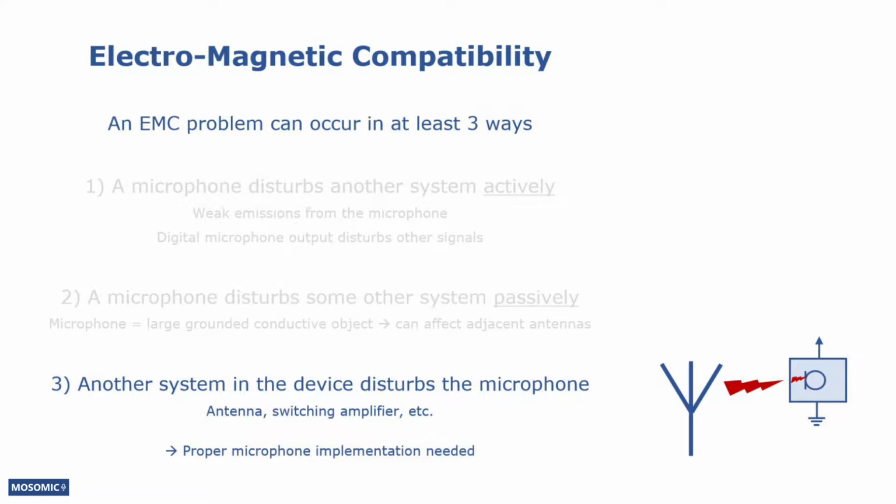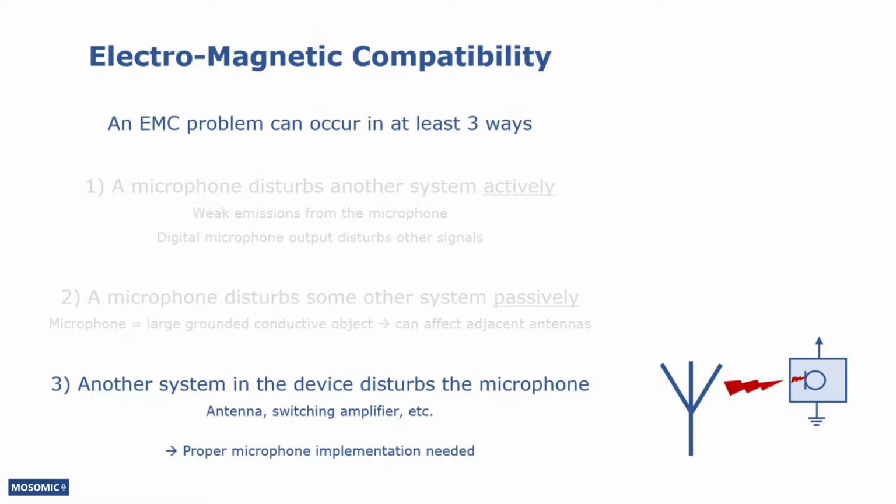This is the most common electromagnetic compatibility problem related to MEMS microphones. The other system is typically an antenna, a switching amplifier, or some other component that emits high-frequency disturbances. I talked about the role of the microphone itself in avoiding disturbances in episode 9, in which I talked about the power supply disturbance rejection performance and immunity to radio frequency disturbances.